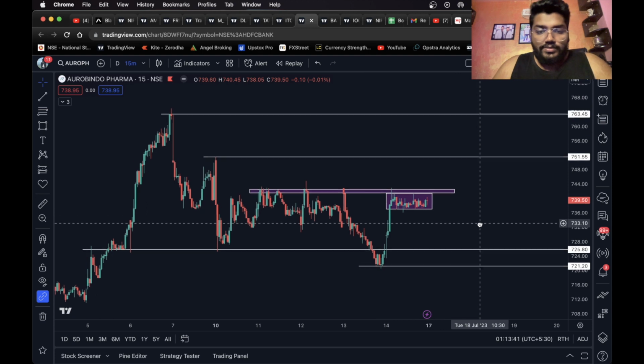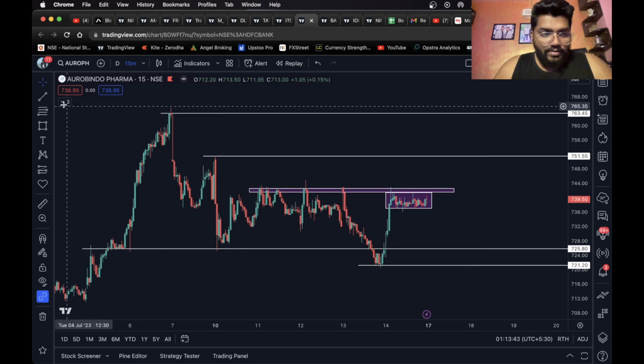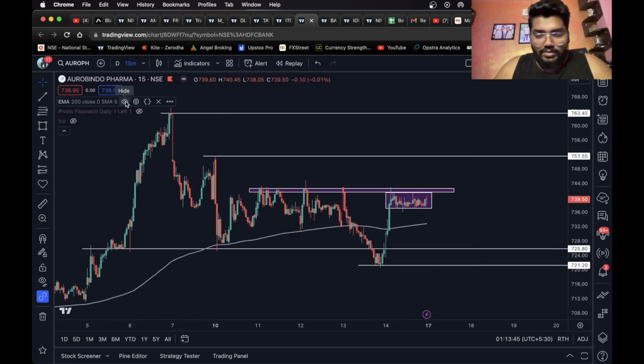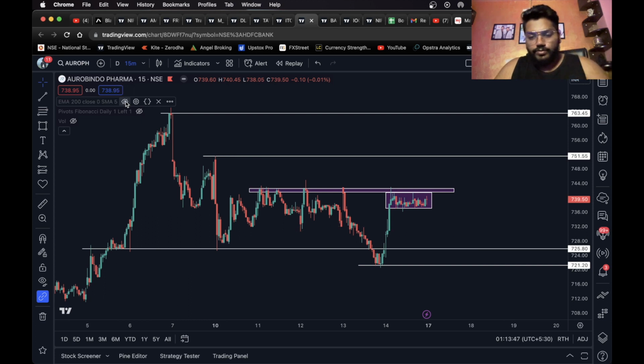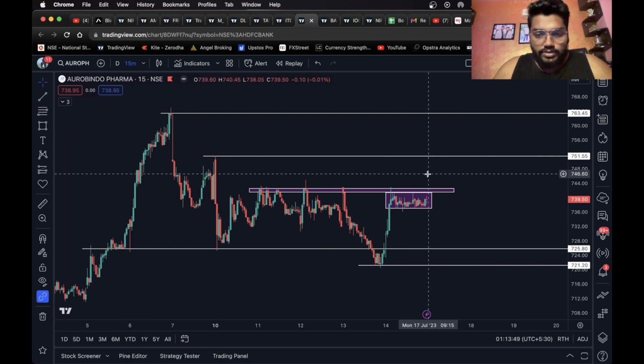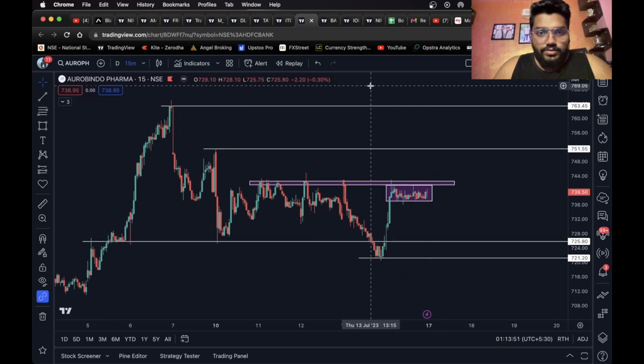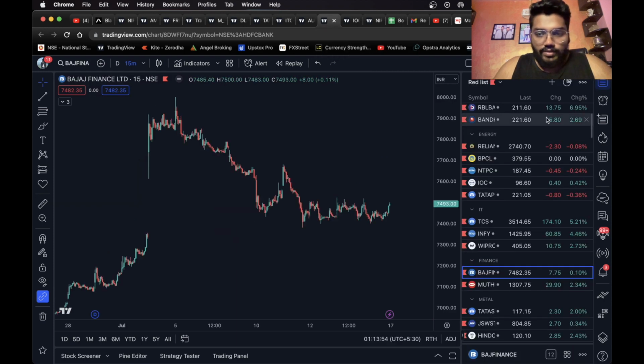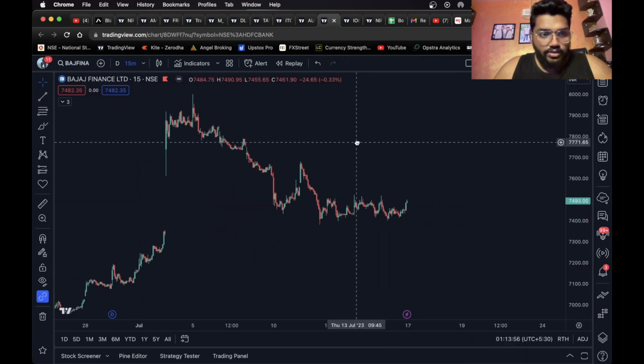Okay, so this is it for Aurobindo Pharma. Very simple. I'll just check the 200 EMA. Okay, 200 EMA is also below, but we are totally going to trade this on the basis of price action. Okay, so this is it for Aurobindo Pharma. Moving on to the next one, what do we have over here?